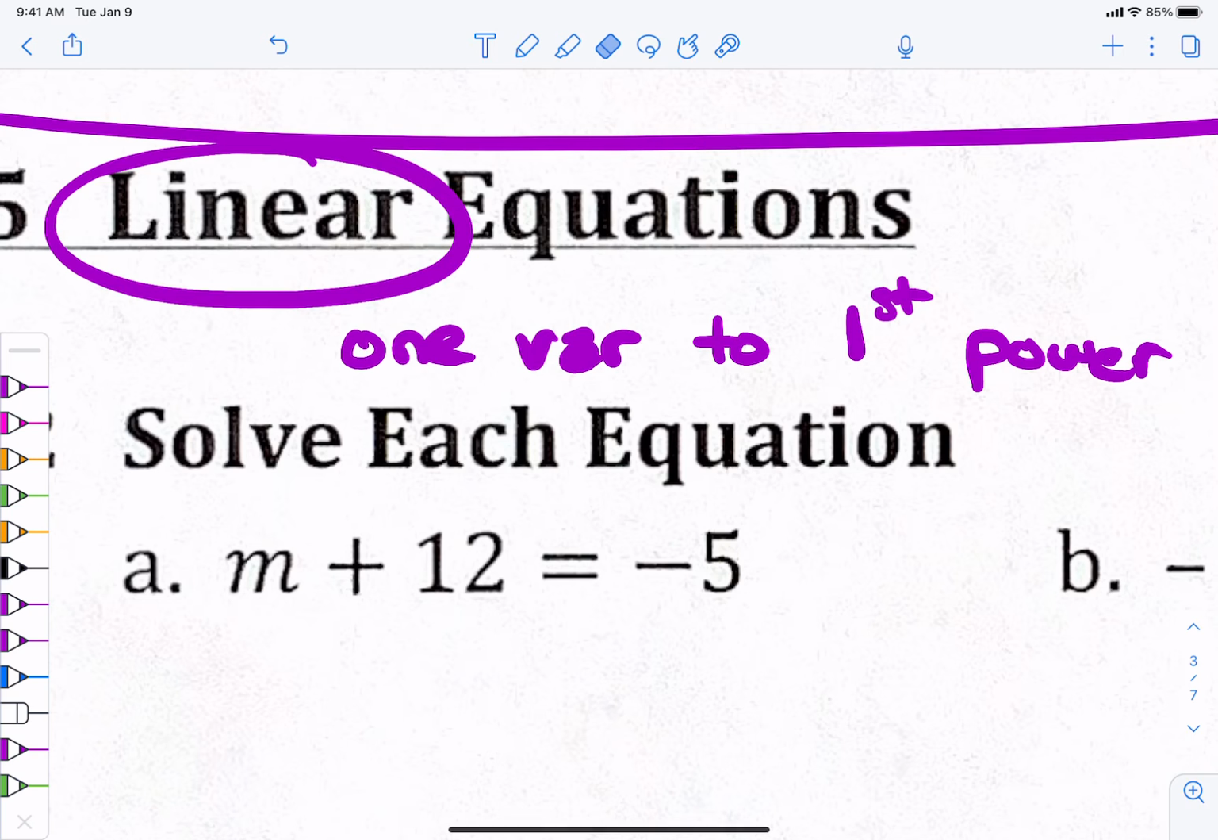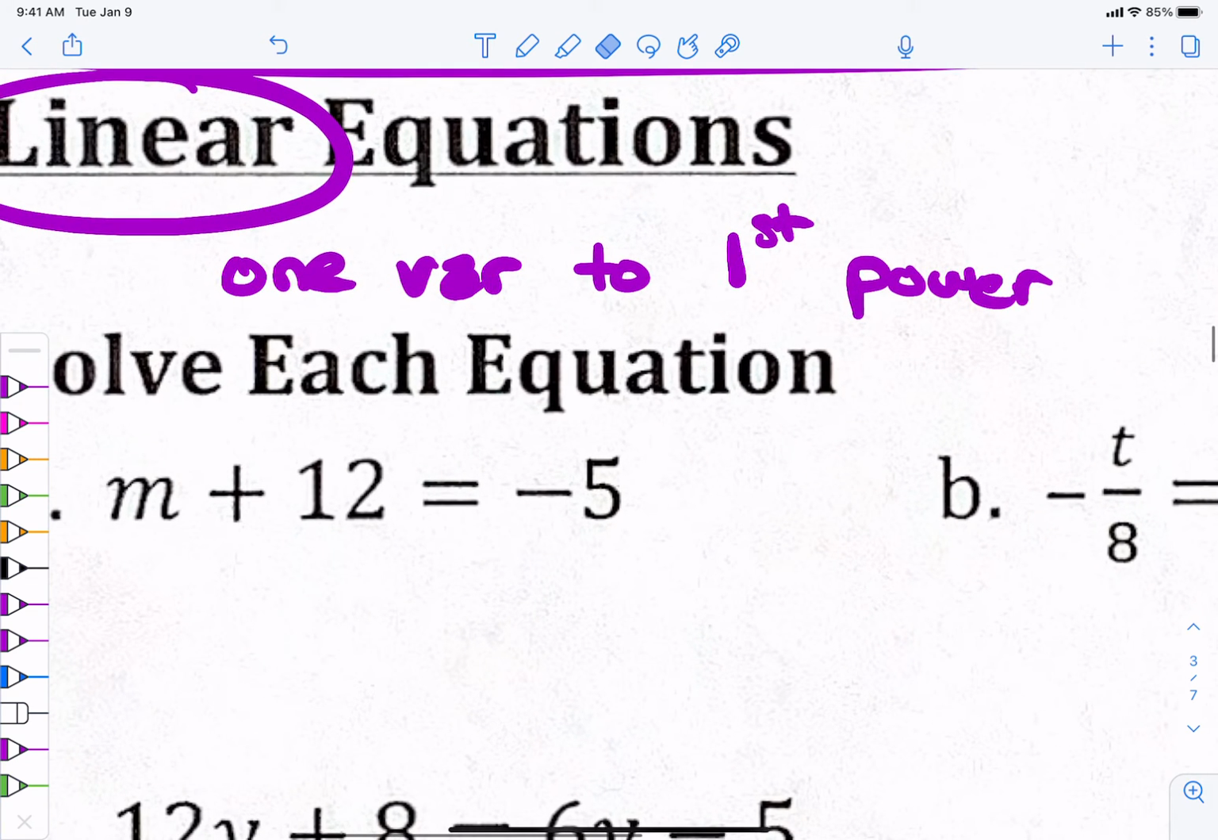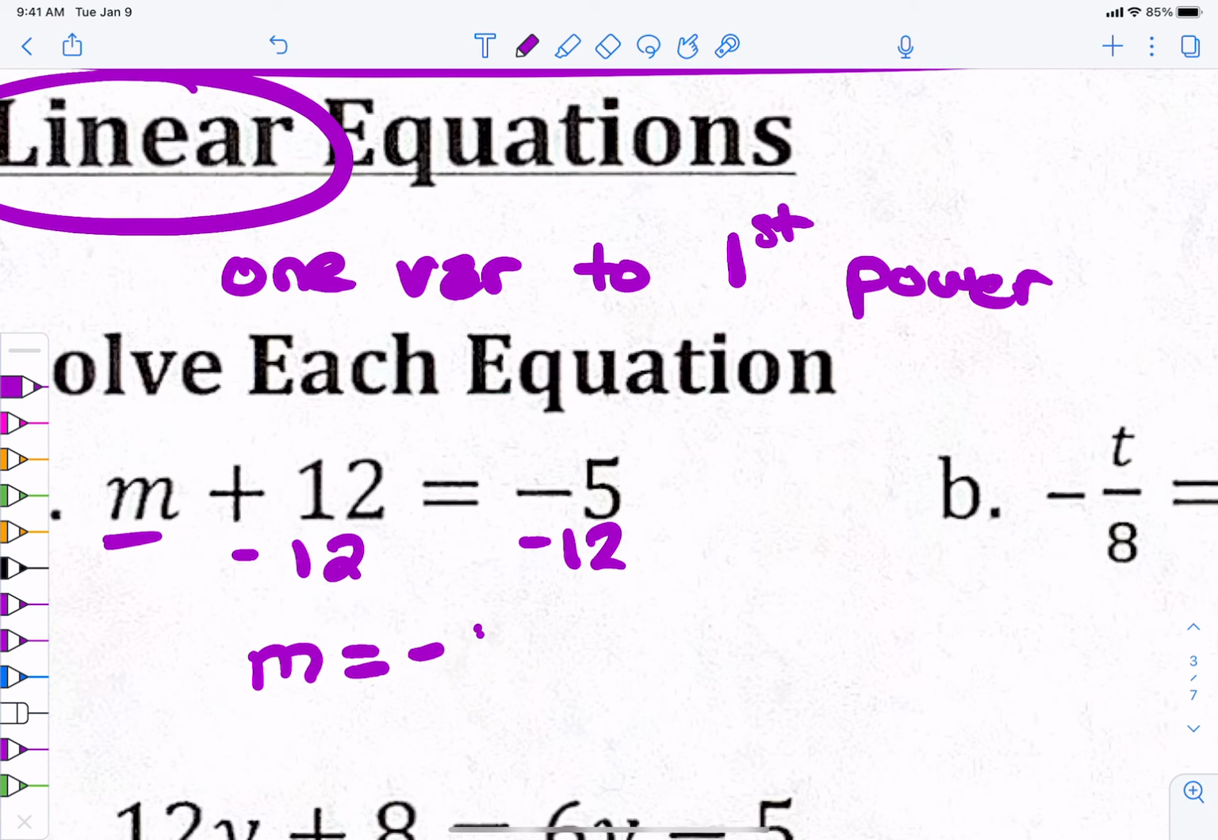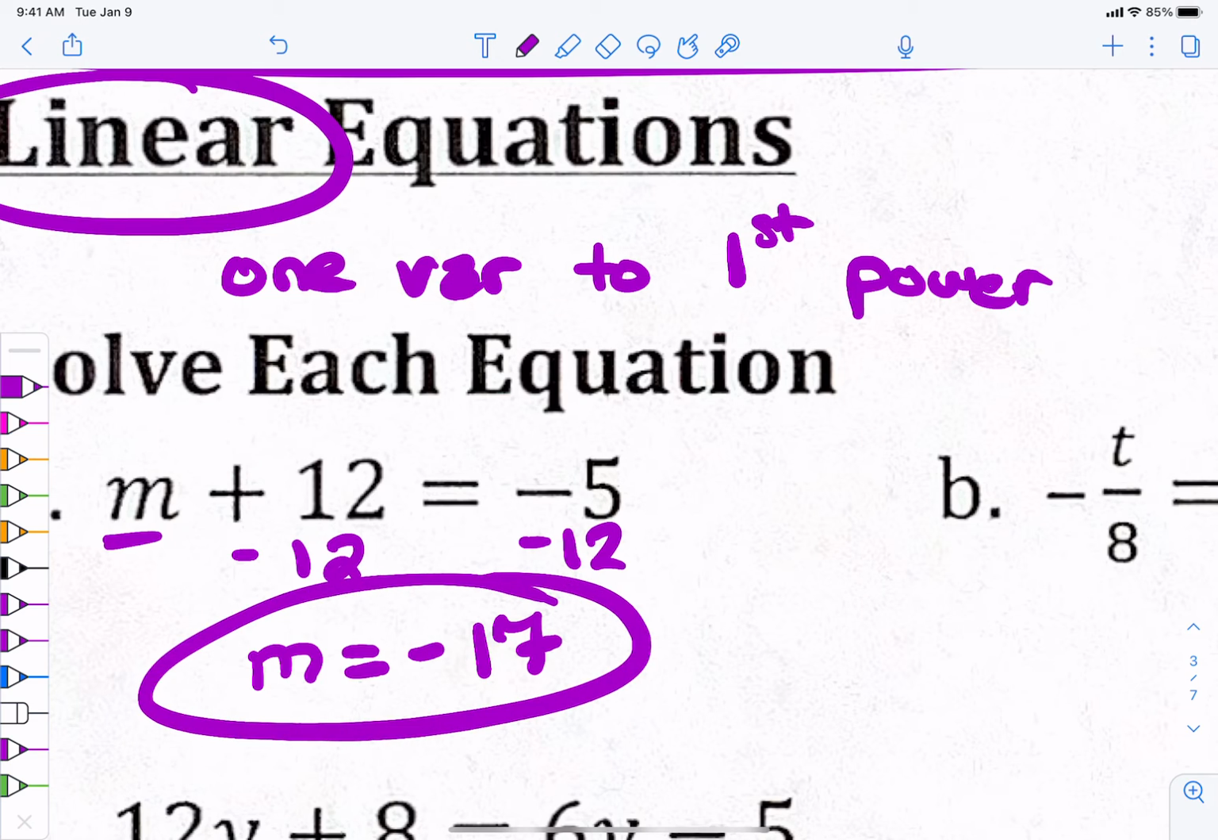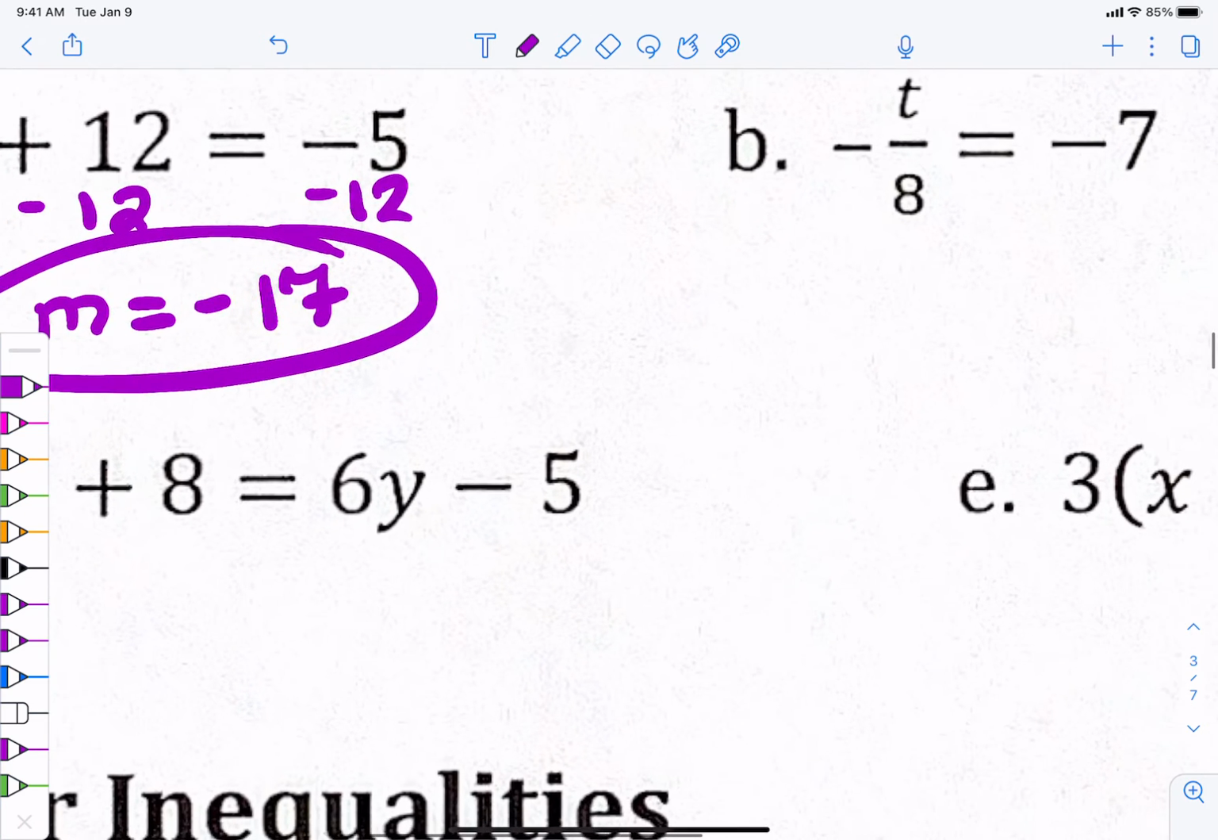So these are all going to be linear. These are all just going to be solve and get the m by itself. So how do I get this m by itself over here? Guess and test. Negative 12 minus 12. M is equal to? Negative 17. There you go. M is equal to negative 17.